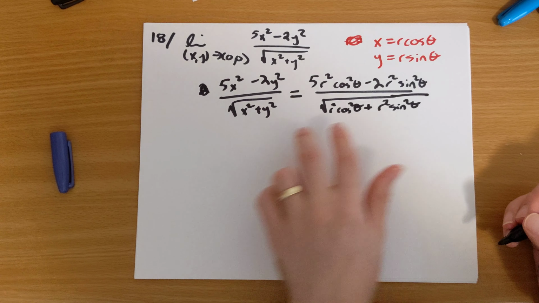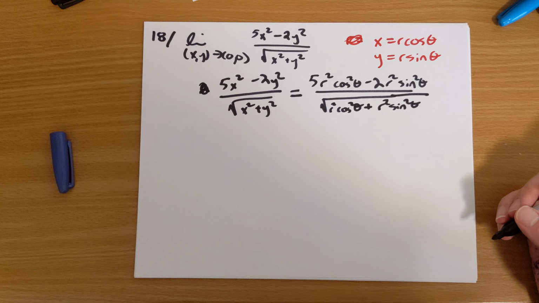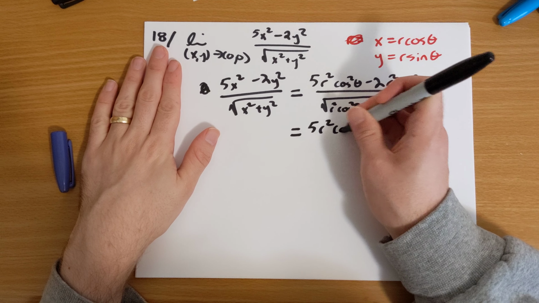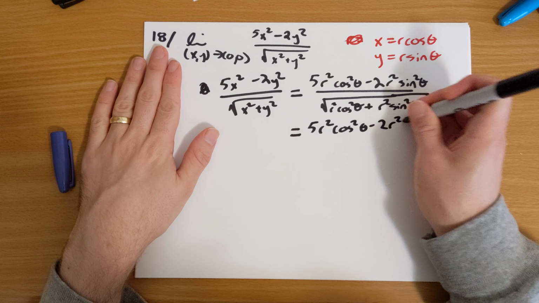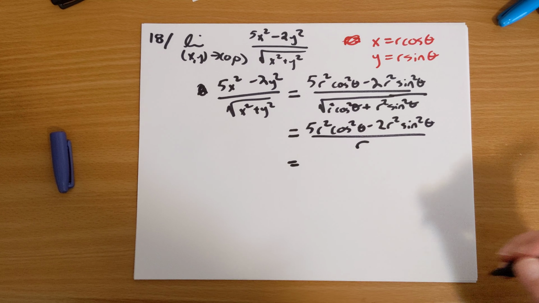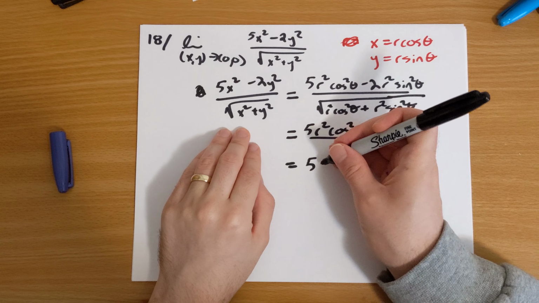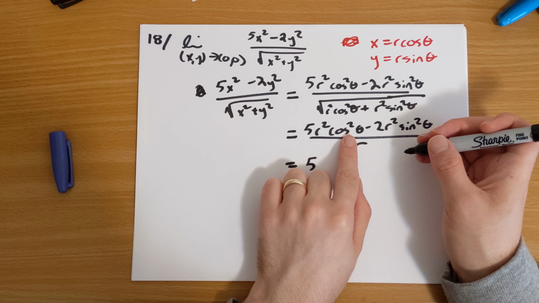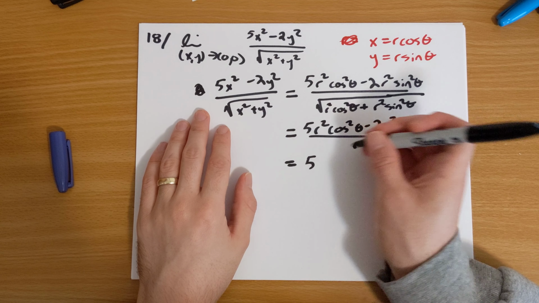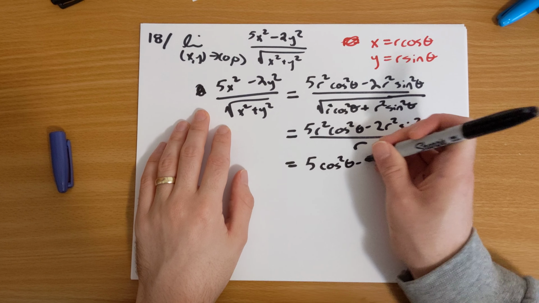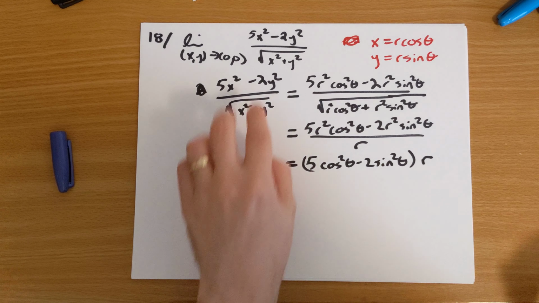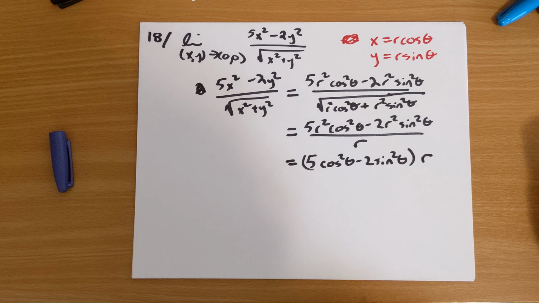Of course, why do we do this? x squared plus y squared in polar coordinates is r squared. Take the square root of that to give us r. And so what do we end up with here? 5r cosine squared theta minus 2r sine squared theta. I'm going to factor out a factor of r here. Okay, so this is equal to this after the polar coordinate substitution.